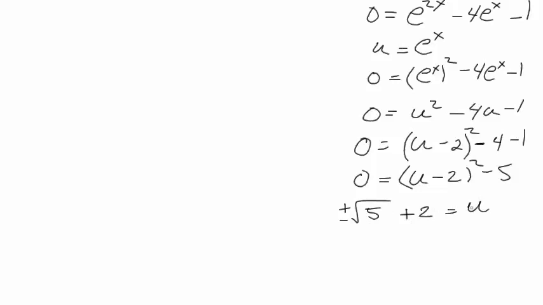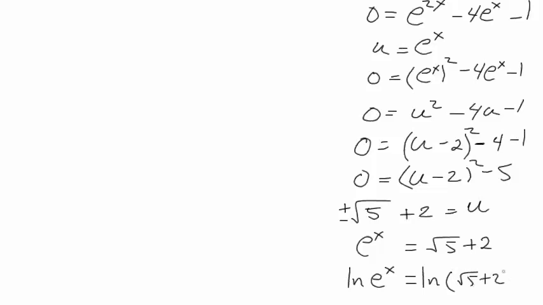Alright, so since u is now equal to the square root of 5 plus 2, remember what u was equal to. It was equal to e raised to the x. And so that means that e to the x is equal to the square root of 5 plus 2. How do we solve for x? We take the natural log of both sides. So ln e to the x is equal to ln of square root of 5 plus 2.